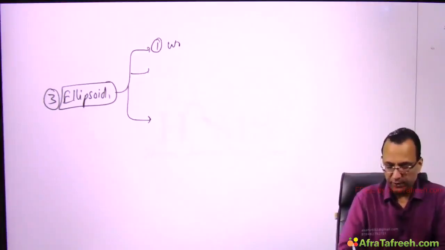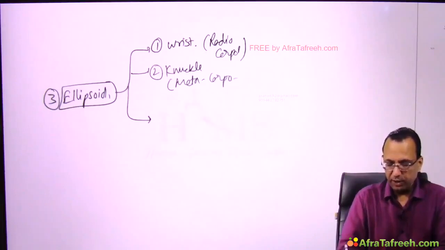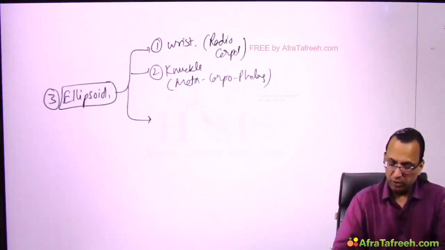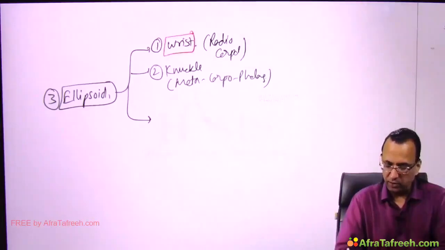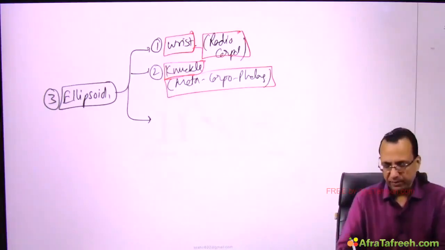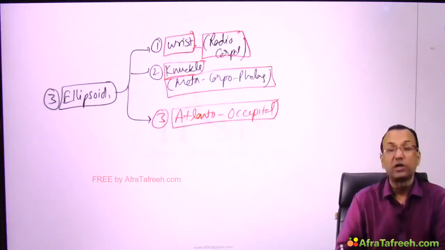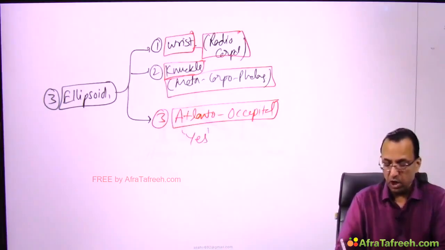What are the two in the upper limb? There was the wrist joint, which is also called the radiocarpal joint. And number two, the knuckle joint, which is also called the metacarpophalangeal joint. So whether it is the wrist joint or the knuckle joint, they are ellipsoid synovial joints? Yes, according to Gray's anatomy. And what is the third example? The third example was the skull-vertebra joint, the atlanto-occipital joint, which works for the yes movement, the nodding movement.